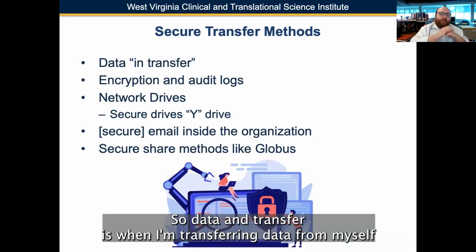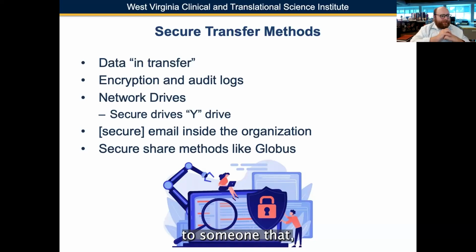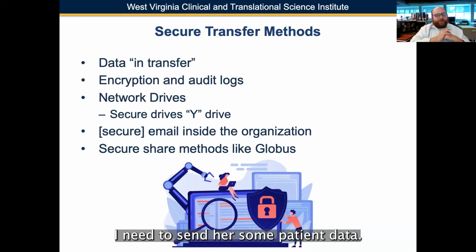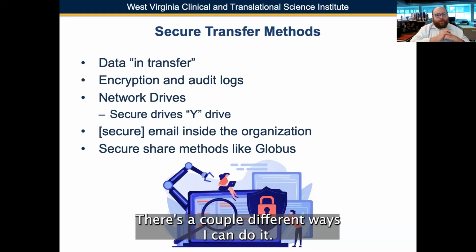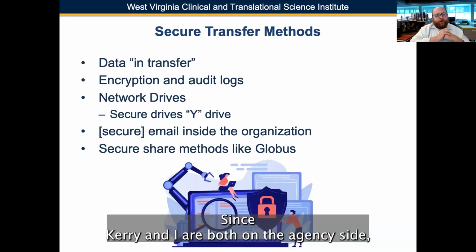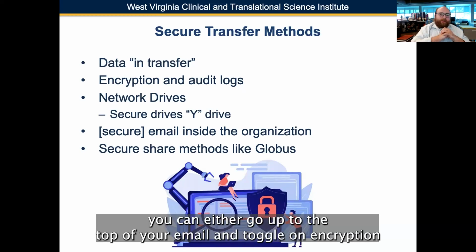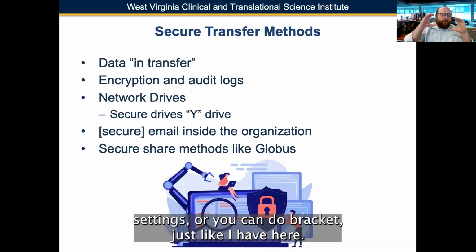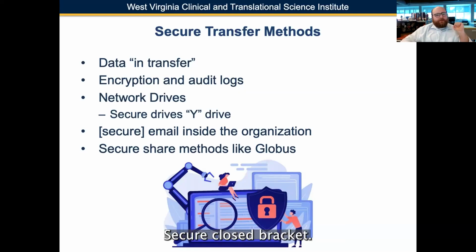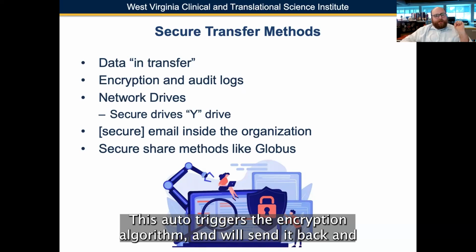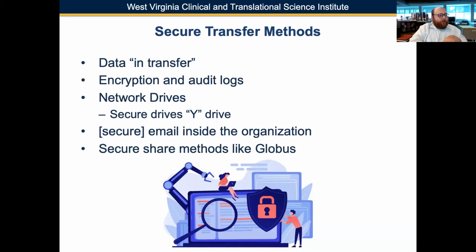So data in transfer is when I'm transferring data from myself to someone else. Like if Carrie's my co-I, and I need to send her some patient data, there's a couple different ways I can do it. Since Carrie and I are both on the HSC side, within the same enterprise or company, I can send her a secure encrypted email with my PHI. You can either go up to the top of your email and toggle on the encryption setting, or you can do bracket, just like I have here, secure, close bracket. This auto triggers the encryption algorithm, and it'll send it back and forth.